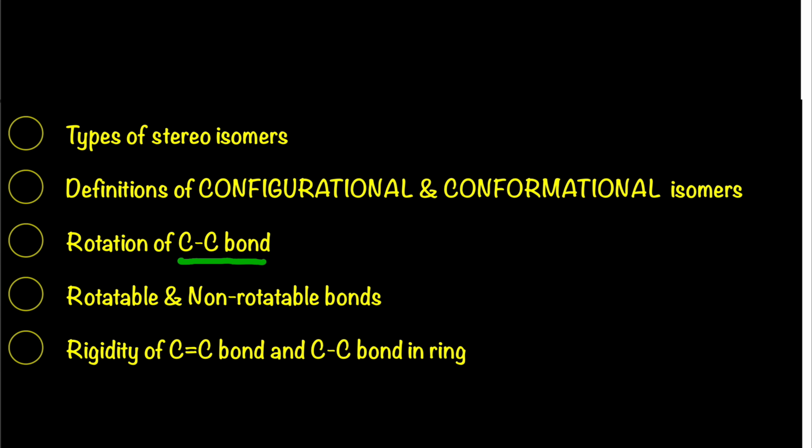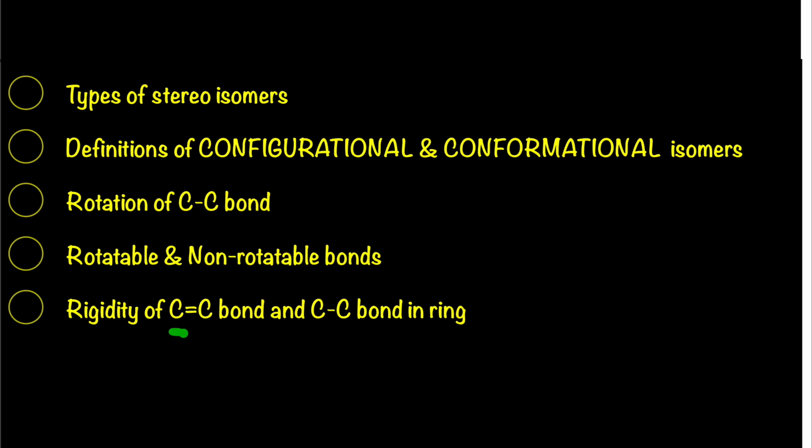Rotation of a C-C single bond, how C-C single bond rotation is possible. Rotatable and non-rotatable bonds, which are also known as flexible and rigid bonds. What are the examples of rotatable bonds and examples of non-rotatable bonds? Rigidity of a C=C double bond and C-C single bond in the ring system. So these are the different subtopics I am going to discuss in this video.